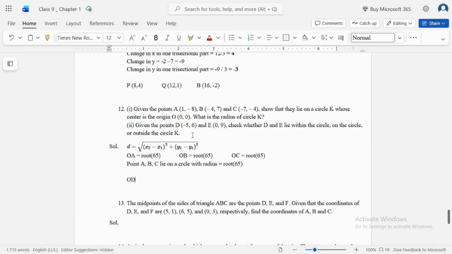Okay, so let's find OD. So OD will be root of 25 plus 36. What is 25 plus 36? Root of 61. And root of 61 is less than root of 65, right? So we can say that D lies within the circle.